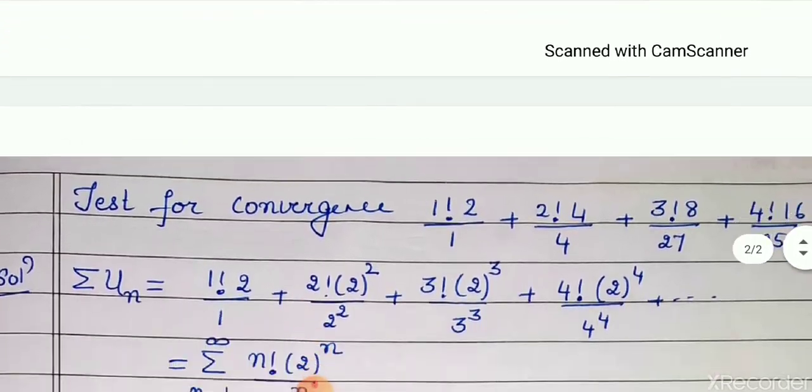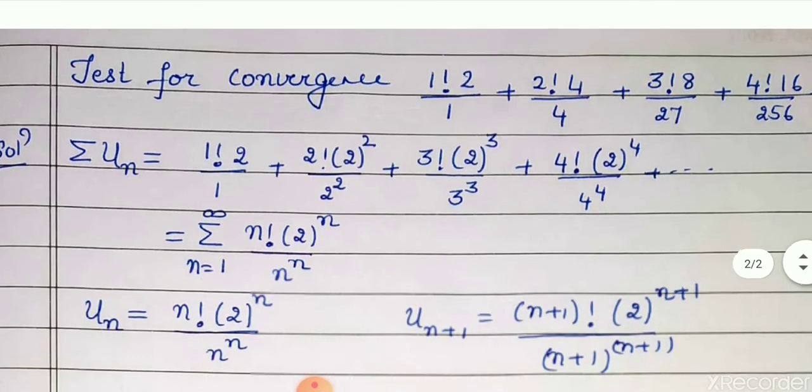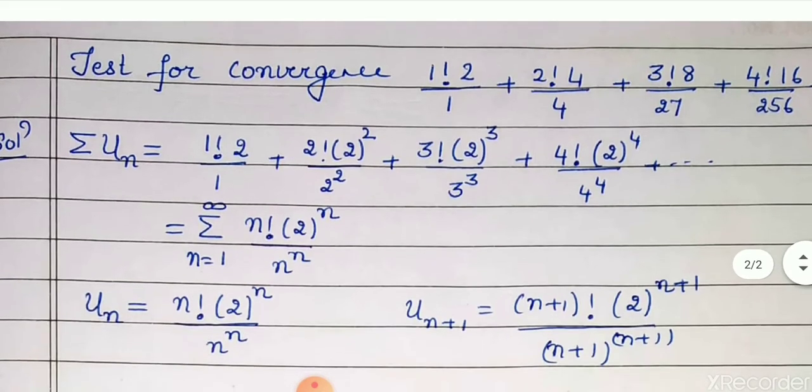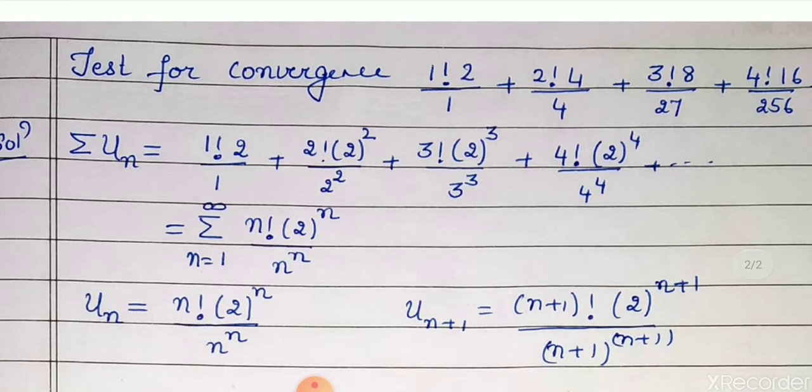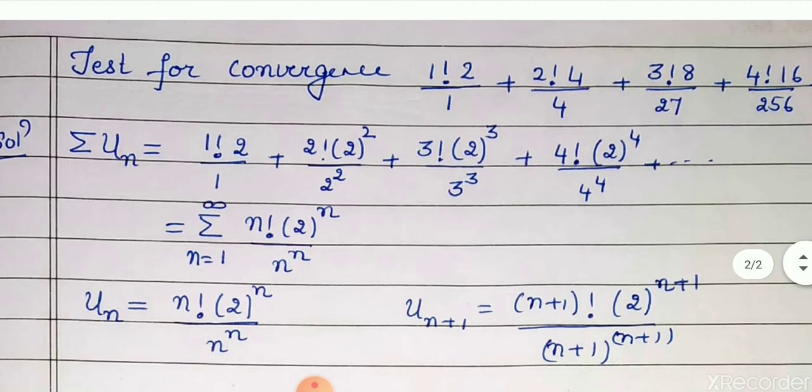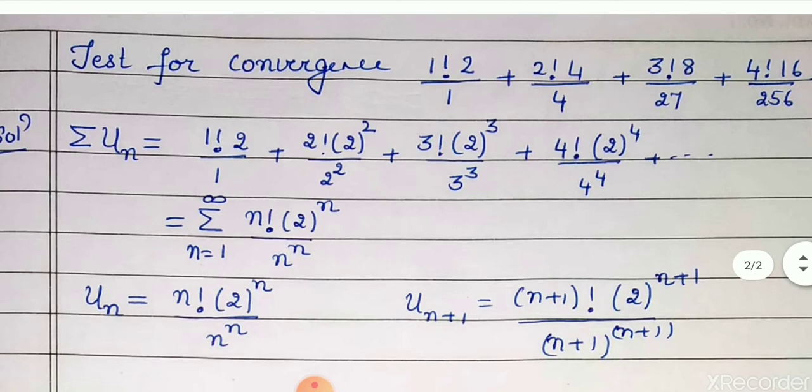The second example, test for convergence. 1 factorial into 2 by 1 plus 2 factorial into 4 by 4. The third term is 3 factorial into 8 by 27 plus and so on.